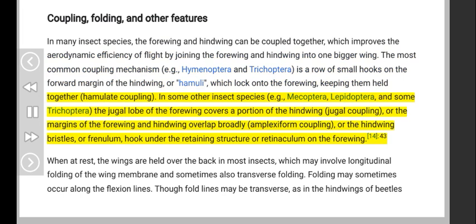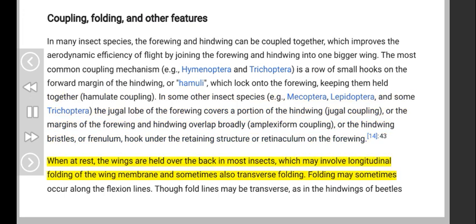In some other insect species, e.g., Mecoptera, Lepidoptera, and some Trichoptera, the jugal lobe of the forewing covers a portion of the hindwing, jugal coupling, or the margins of the forewing and hindwing overlap broadly, amplexiform coupling, or the hindwing bristles, or frenulum, hook under the retaining structure, or retinaculum, on the forewing. When at rest, the wings are held over the back in most insects, which may involve longitudinal folding of the wing membrane and sometimes also transverse folding.